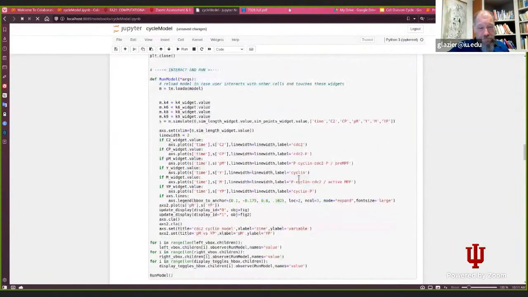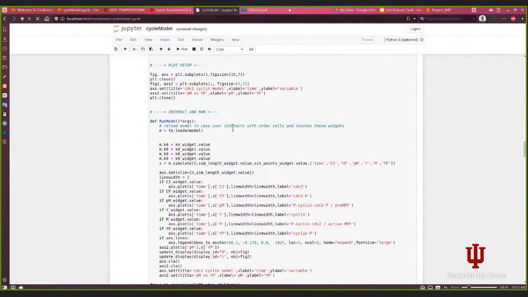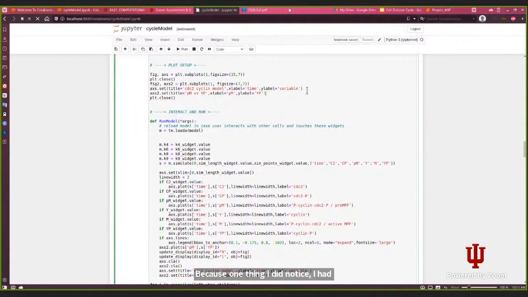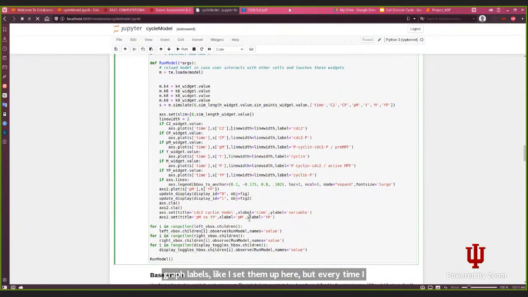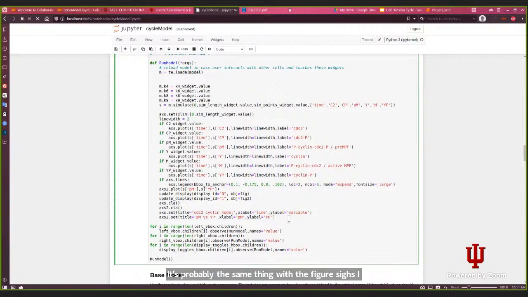So I wonder, because one thing I did notice is that I had to set the graph labels, like I set them up here, but every time I update, I notice that I had to relabel them. And it's probably the same thing with the figure size. I probably need a function to update the size of the figures and have that run every time you touch it.